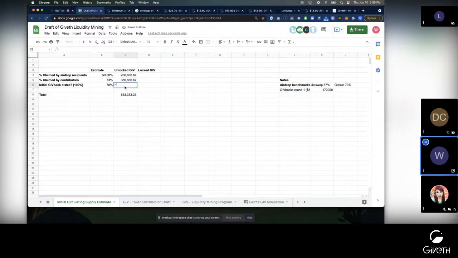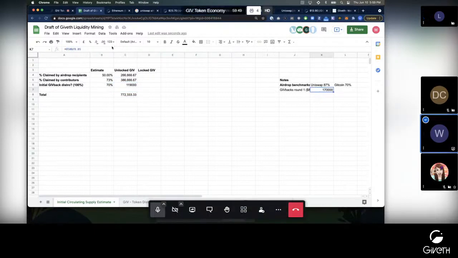Oh, that helps. Givebacks too, these are actually going to be locked as well, right? So we'll do locked and unlocked. This will be cool.